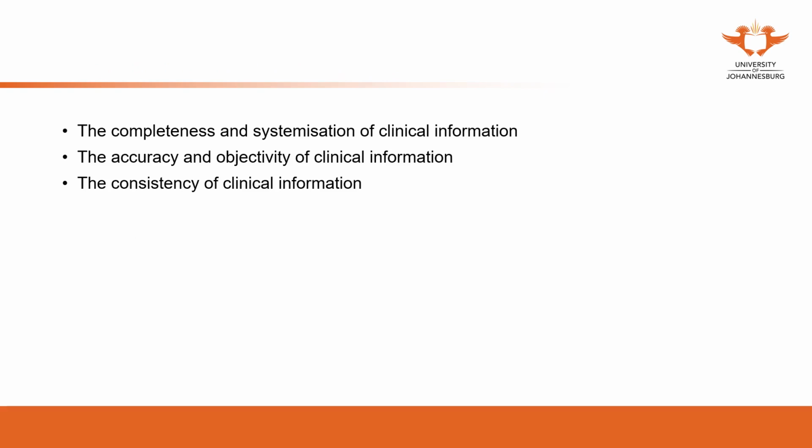In this video, we are going to talk about some principles that we need to think about when we are collecting the clinical information. The first one, the completeness and systemization of the clinical information. What do they mean and why are they important? The completeness means that when we are collecting the clinical information, we need to have a full consultation. We need to have a full idea of the patient's condition.